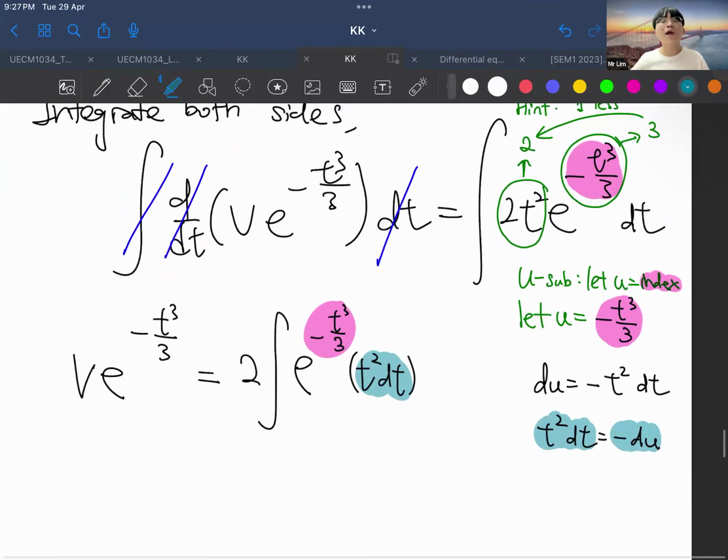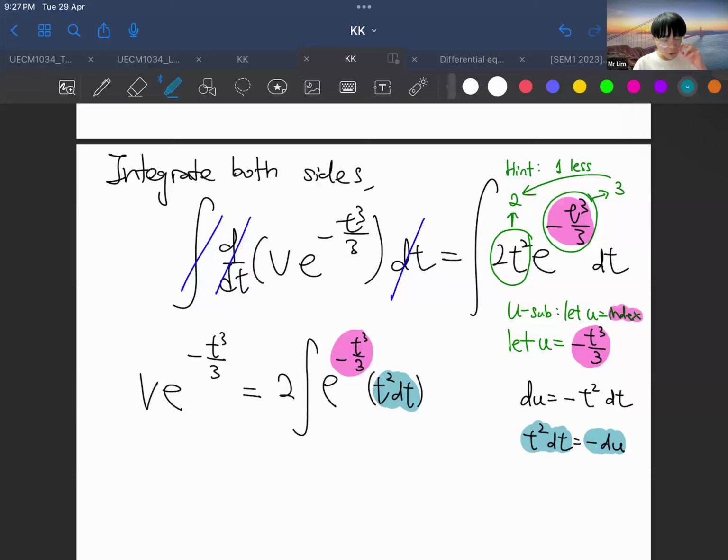That's why the hint is one less power. If you have power 3, differentiate, you get power 2. That you can do the power 2 together with a dt, substitute with du only.